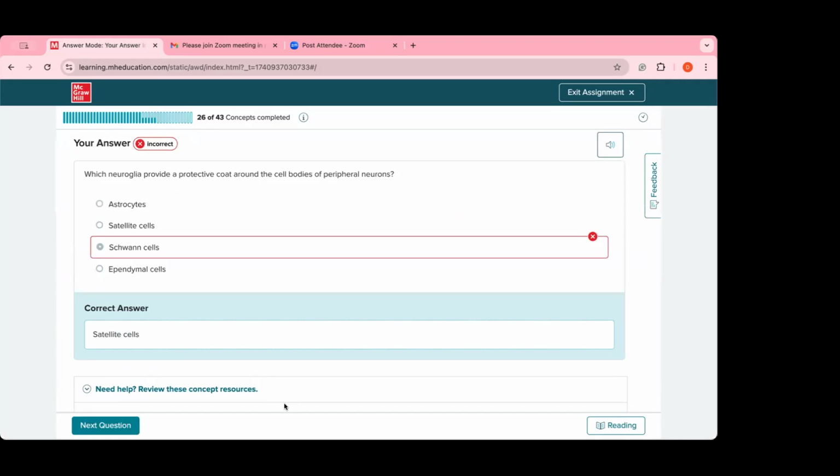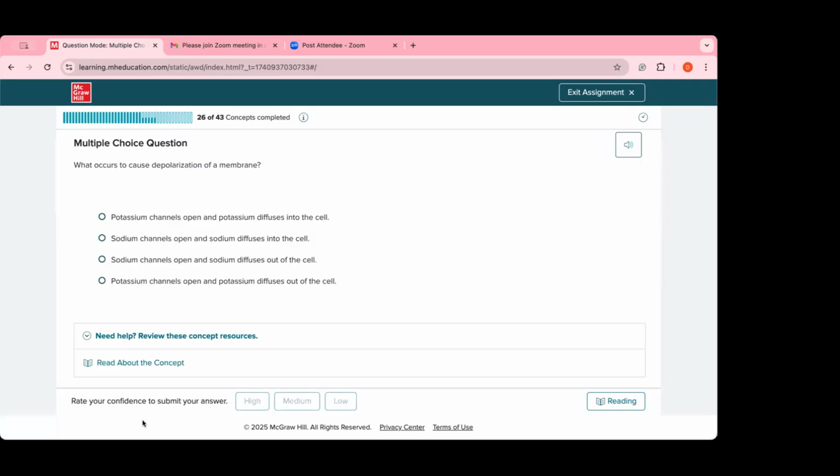No? Why does it say satellite cells? I didn't see satellite cells anywhere in the, okay, we're going to have to, okay. A protective coat around, okay. Let's go on and see what the next question is. I didn't see satellite cells anywhere in the, but okay.